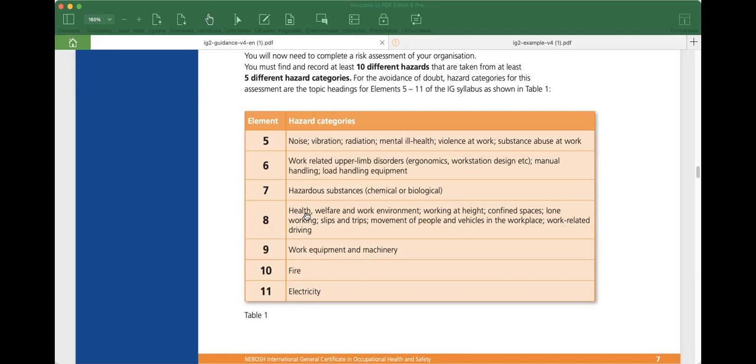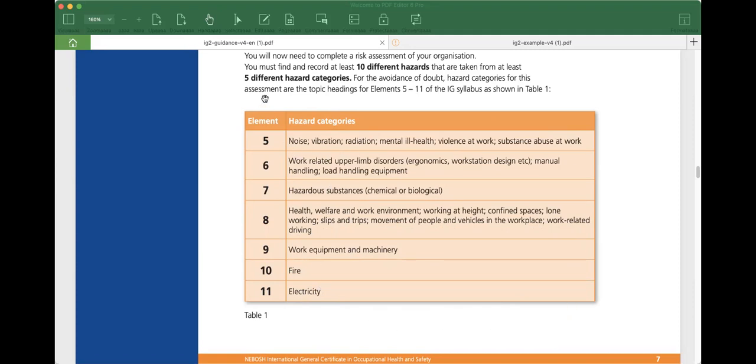In element 8, health, welfare, and work environment: working at height, confined spaces, lone working, slips and trips, movement of people and vehicles in the workplace, work-related driving. In element 9, work equipment and machinery. In element 10, fire. And element 11, electricity. As you can see, there are plenty of hazard categories you can take from your IG2 book syllabus.